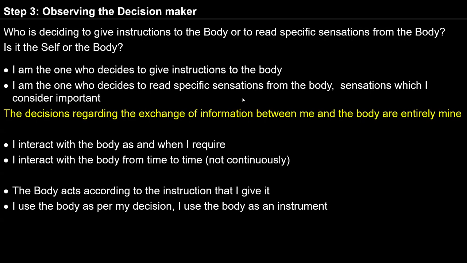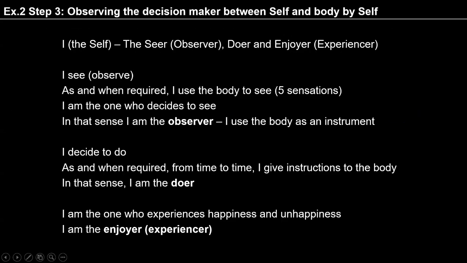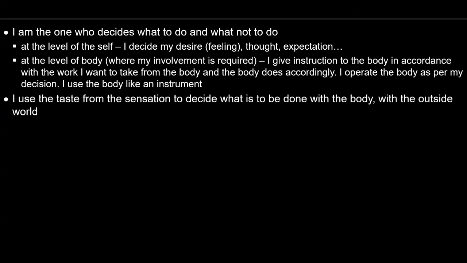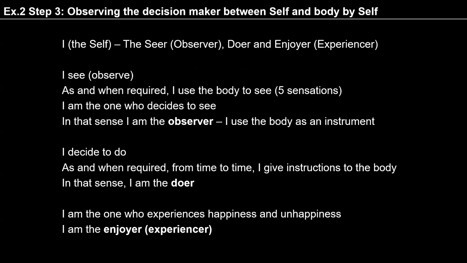I interact with the body from time to time, not continuously. Similarly, we can see that the body acts according to the instructions that I give it. I use the body as per my decision. I use the body as an instrument. If we are able to see all these steps, then we can say that I am the observer, I am the doer, and I am the enjoyer, the experiencer. So it is very important to see ourselves as observer, doer, and enjoyer.